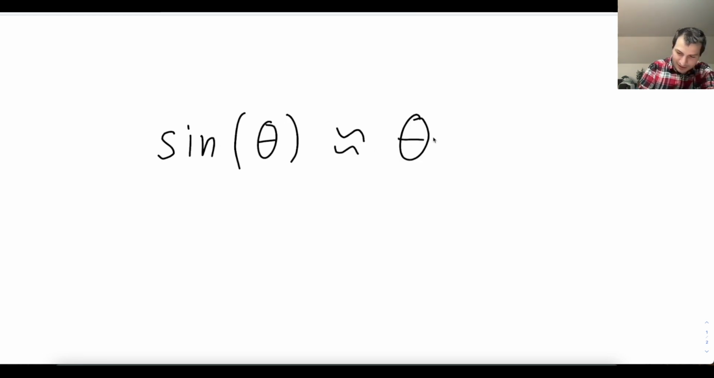In this video, I'm going to explain why it is true that the sine of some angle theta is approximately theta. So if you want to calculate sine of 0.1, you can do it in your head. It's approximately 0.1. A very quick, easy formula. And this works if theta is in radians. So if you do it in degrees, it won't work.